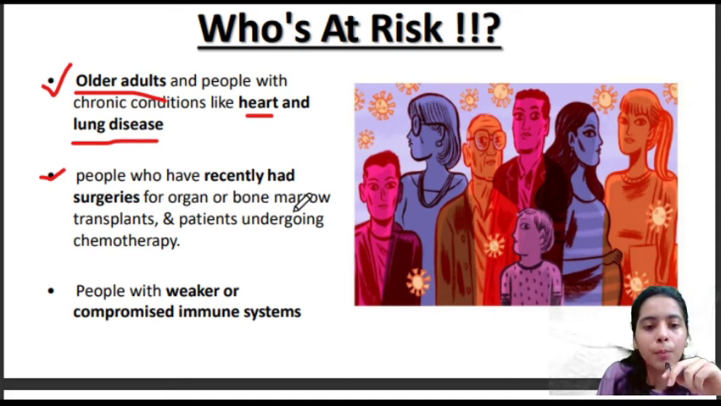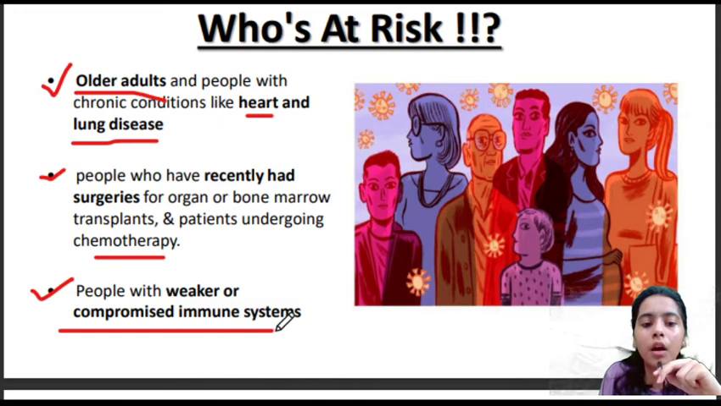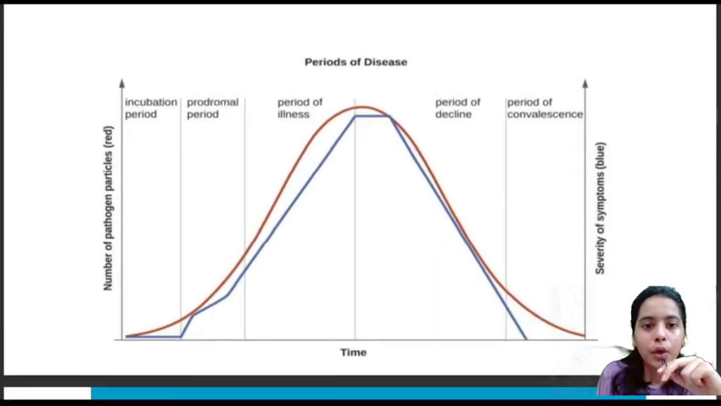Second point comes, people who have recently had surgeries of organ or bone marrow transplant, and patients undergoing chemotherapies, so you must take care of these kinds of people as well. The third point comes, people with a weaker or compromised immune system. Of course, immunity plays a very big role in being safe from the coronavirus.